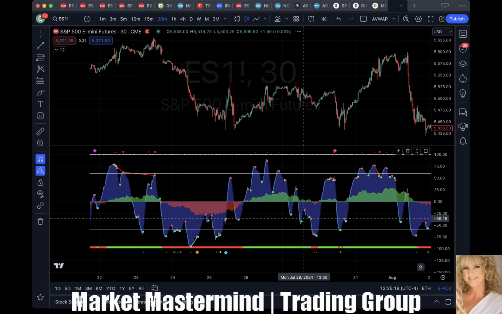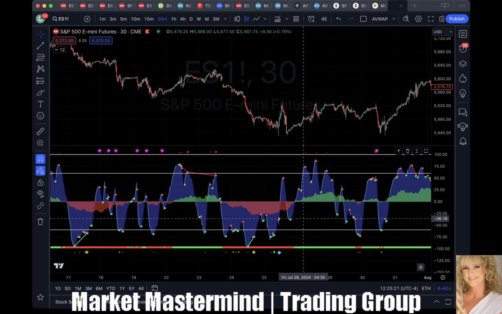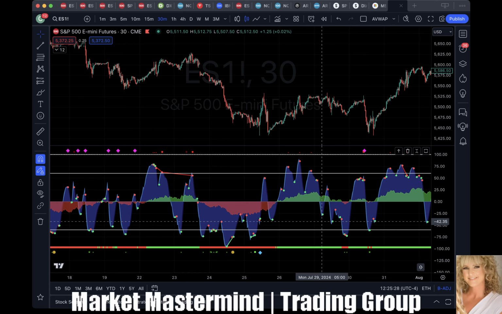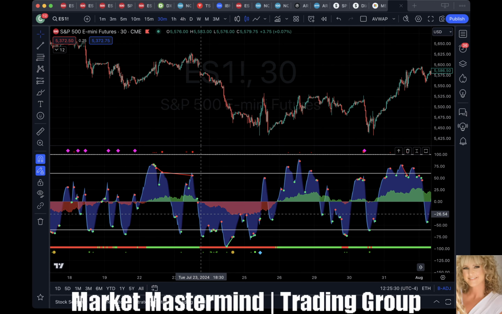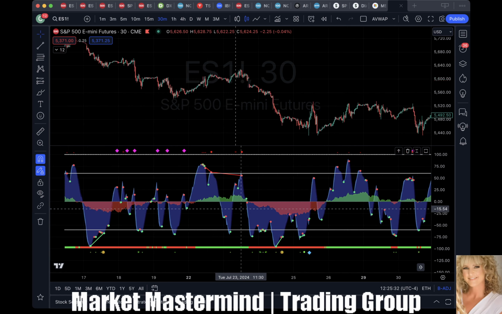So looking back at it to see what items have played out, we want to see what happens when there's green under green money flow, what happens when there's red over red money flow. So do we sell off? What do we do?